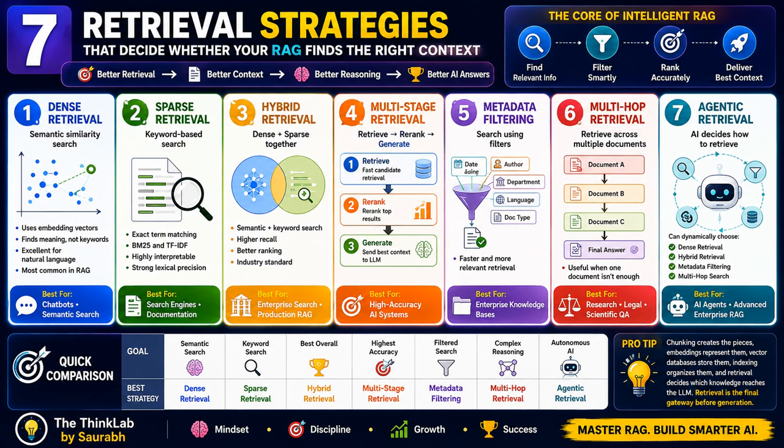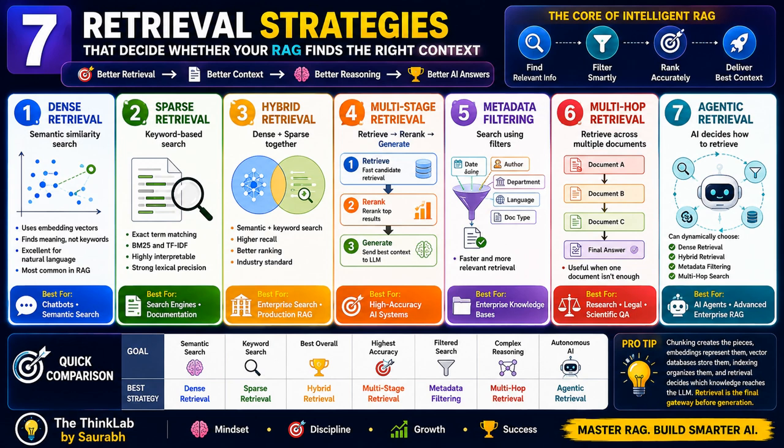Now we are moving to the next strategy, strategy 6, multi-hop retrieval. Some questions cannot be answered using a single document, so the system must combine information from multiple documents. For example, the first document explains the company, the second document explains the product, and the third document explains the customer review. The retrieval gathers information from all three, and the LLM combines everything to generate one complete answer. This process is called multi-hop retrieval. It is very useful for research papers, legal analysis, scientific literature, and complex reasoning.